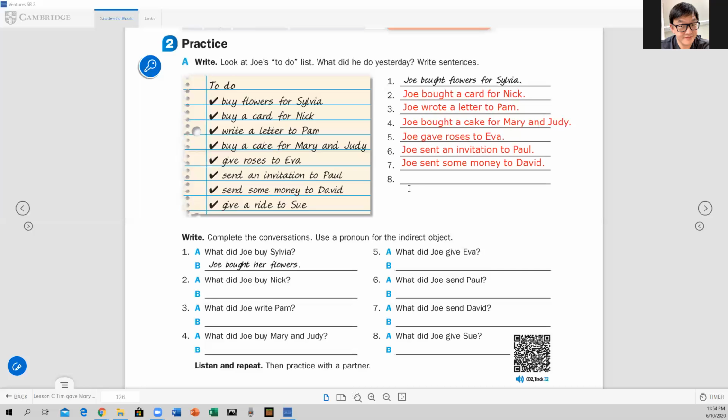And the last one, give a ride to Sue. Change that to past. Joe gave a ride to Sue. Okay? Good? Questions?